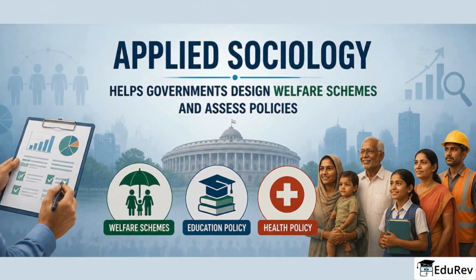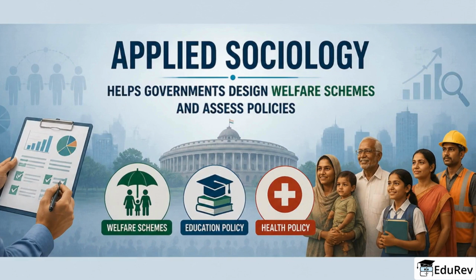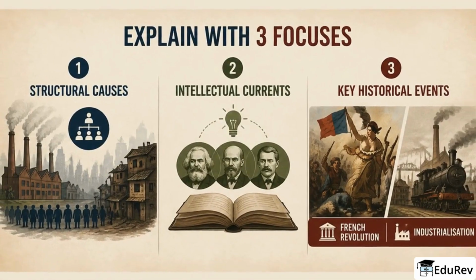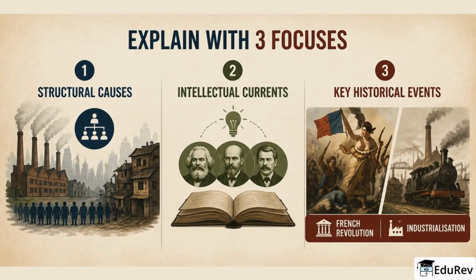Applied sociology now helps governments design welfare schemes and assess educational, health, and labor policies. So, the original question, why did sociology emerge, has two linked answers. Big social changes created new problems, and new intellectual tools allowed systematic study. For exam clarity, frame answers around structural causes, intellectual currents, and specific historical events like the French Revolution and industrialization.